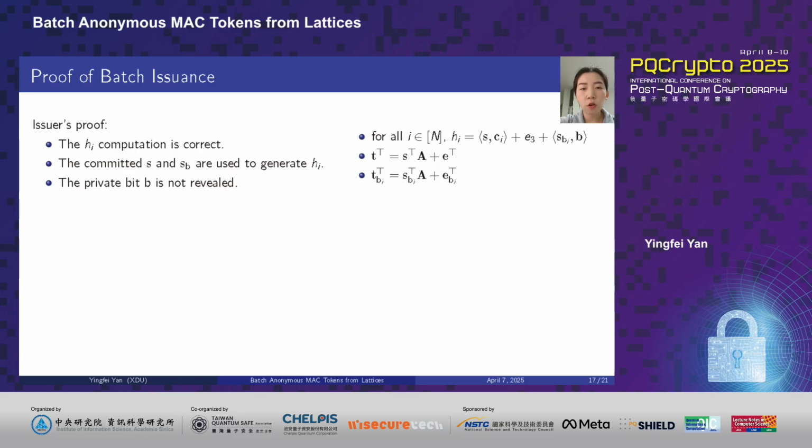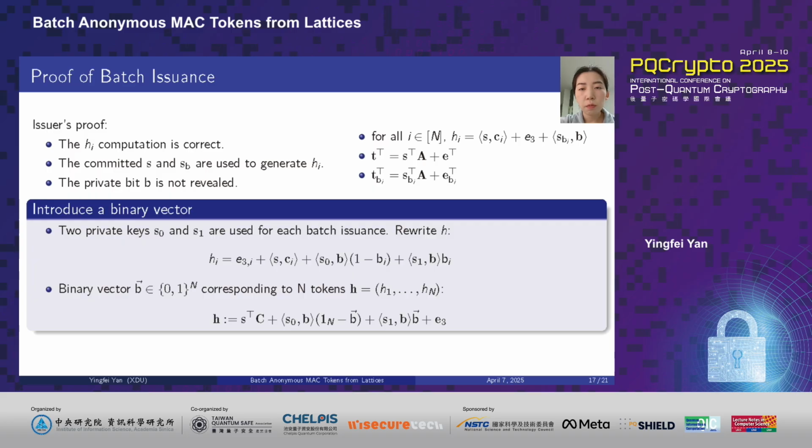This extension is crucial for practical deployment where efficiency matters. For each token I in batch size N, the issuer must prove the correct computation of each HI using committed keys, proper use of either S0 or S1 per token, and complete confidentiality of all bit I values. The batch computation will generalize the single token case to vectorize the evaluations. The H vector equals H1 to HN, with the shared public commitments T equals SA add E, and the per-token privacy bits bit 1 to bit N. Now we introduce a binary vector of length N that algebraically combines all terms and preserves the exact one property per token.